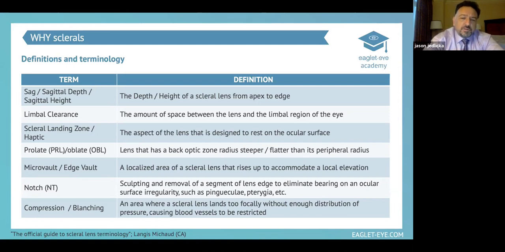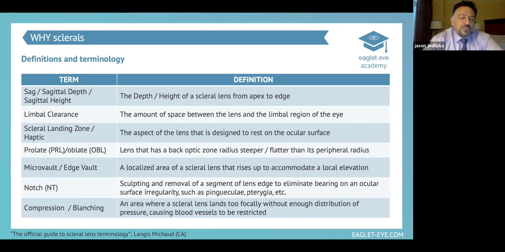There's also limbal clearance, and this is the space between our lens and the limbal region of the eye. We want to ensure that the lens doesn't crash down with pressure on the limbus, as it's a fragile tissue. That's very important. But again, we don't necessarily want or need excessive amount of space there either. So this is an area of delicate balance of clearance without excessive clearance. There's also the scleral zone, or the haptic, as we mentioned. And this again is the part of the lens that is designed to rest on that ocular surface.